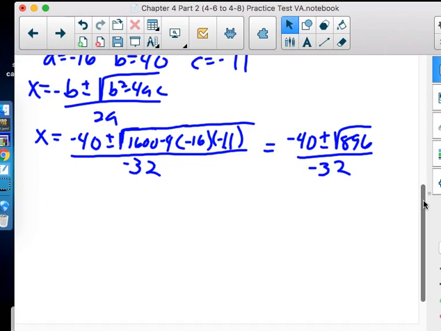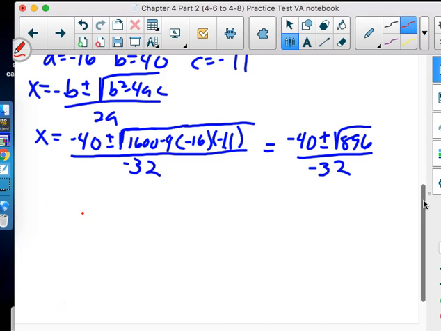If you're going to ask somebody, when will the ball reach a height of 15 feet? And you say, well, it'll reach a height of 15 feet at negative 40 plus the square root of 896 divided by negative 32, they're going to look at you like you're nuts. We actually need to figure out what these are. So we actually do the math. Negative 40 plus second square root 896 parentheses. Get my answer. Divide by negative 32.